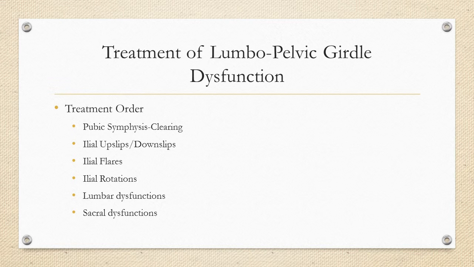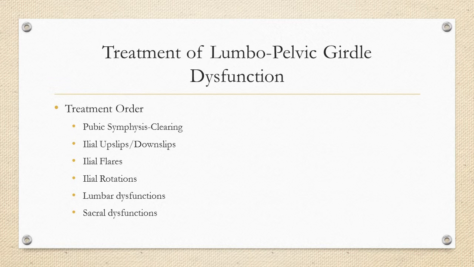Ilial flares, so basically you're getting an inward or an outward flare, and again this can affect length tension relationships with regards to the muscles that attach to the pelvic girdle. One of the most common things that you will see are ilial rotations, either anteriorly or posteriorly, and again, these are primarily going to be functional leg length discrepancies. You go in, you do a pubic clearing, you may see an upslip or a flare. If you do, you correct those. Then you move to your ilial rotation. You can certainly use muscle energy techniques or joint mobilization to correct the anomaly.